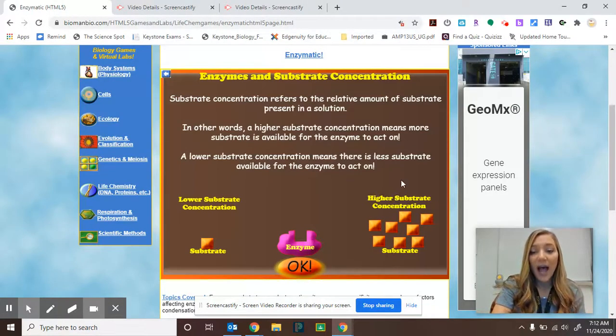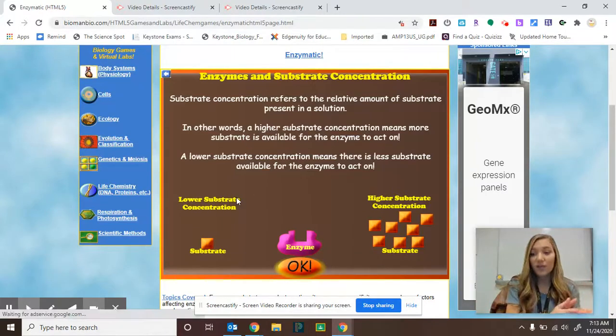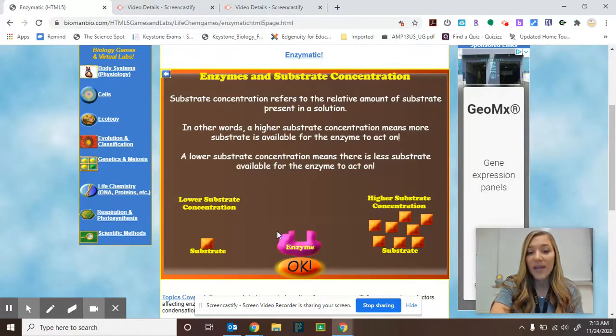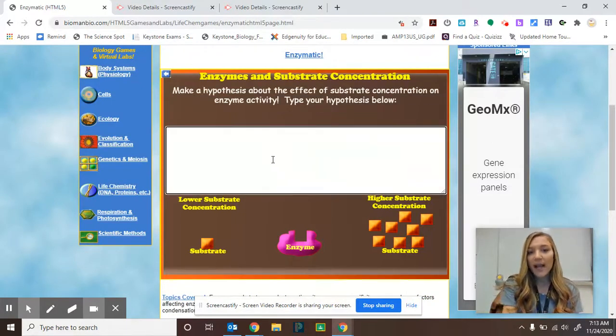So if you think about a higher concentration, that means more substrate molecules. Higher concentration means much more substrate is available. Lower substrate concentration means less substrate, so less available molecules for the enzyme to act on. So let's make a hypothesis. What do we think is going to happen when we change the substrate concentration?